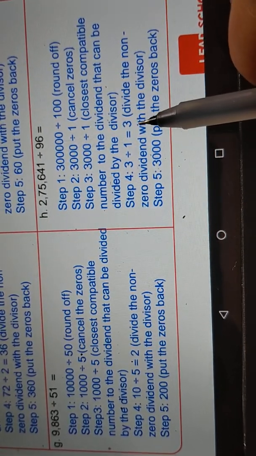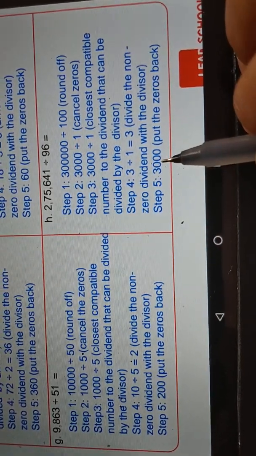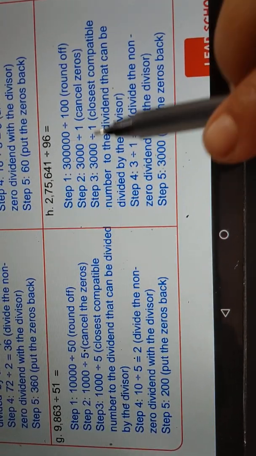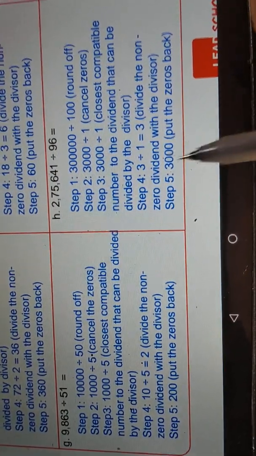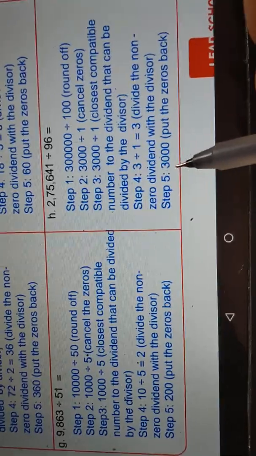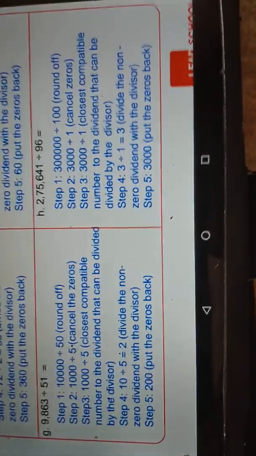Because we have to cancel the 0s here. And step number 5, the answer is 3,000. Why? Because those 3 0s we have cancelled in step number 3, we have to put in step number 5. So answer is 3,000. Put the 0s back. Now students, I'll give you 1 minute. You have to complete your work.